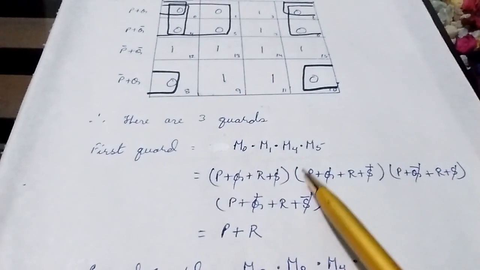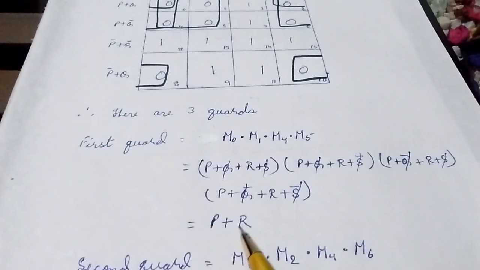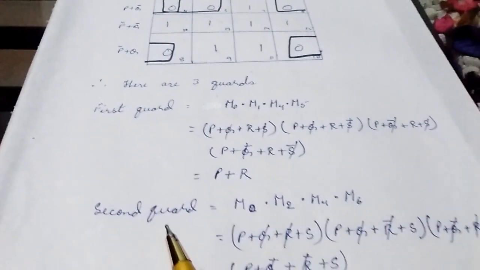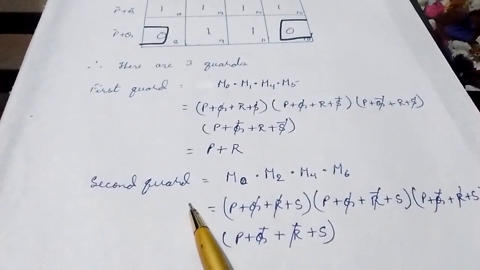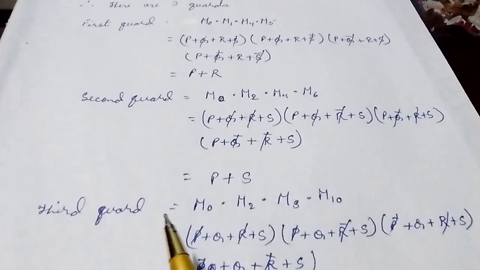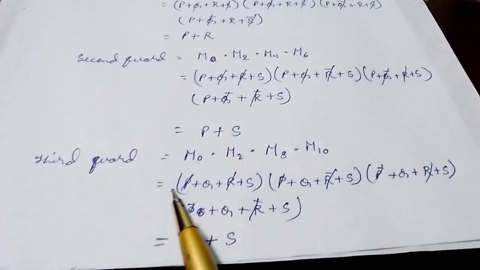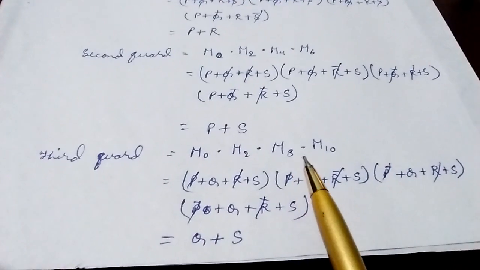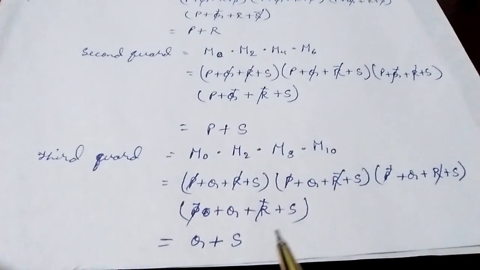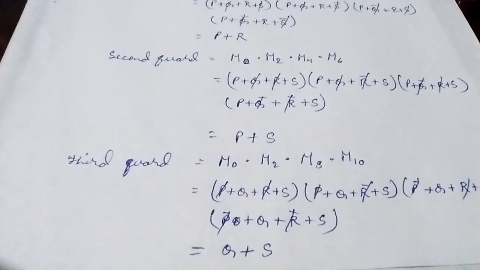The opposite components will cancel. So for the first quad we get P plus R. Similarly for the second quad we get P plus S, and from the third quad we are having the combination of M0, M2, M8 and M10. So we are getting the combination of Q plus S.